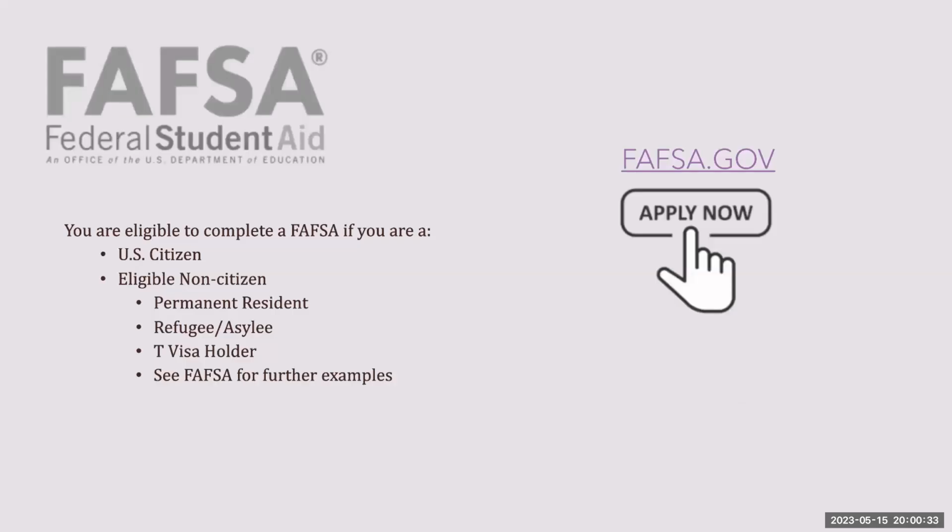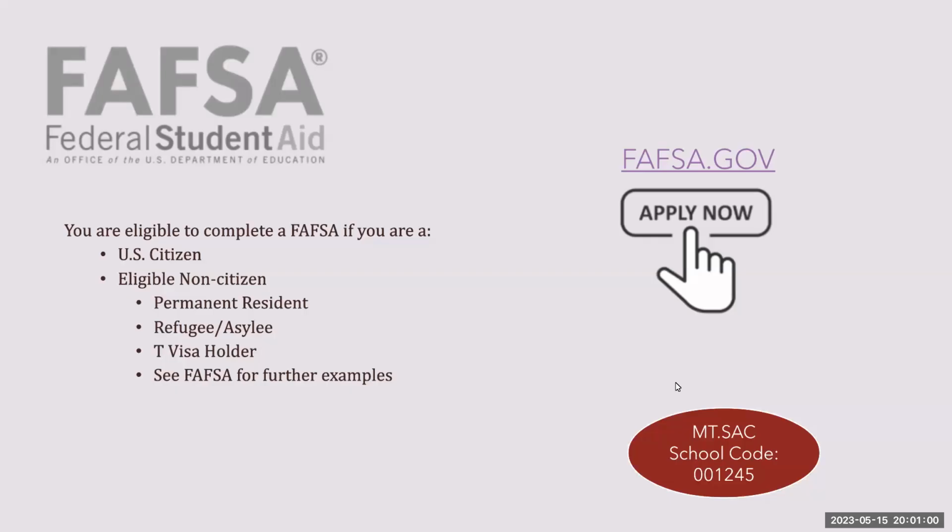Let's talk about FAFSA and who's eligible to complete a FAFSA. You're eligible to complete a FAFSA if you are a US citizen or an eligible non-citizen. That means you're either a permanent resident, a refugee or asylee, a T visa holder, and there are other examples on FAFSA that we encourage you to look for if you think you qualify for FAFSA. The application is completed online on FAFSA.gov.